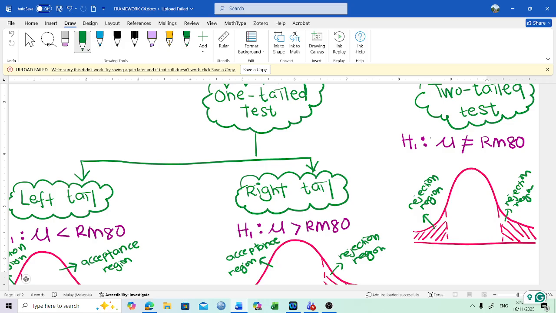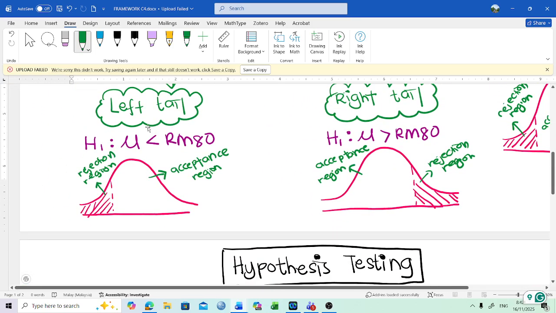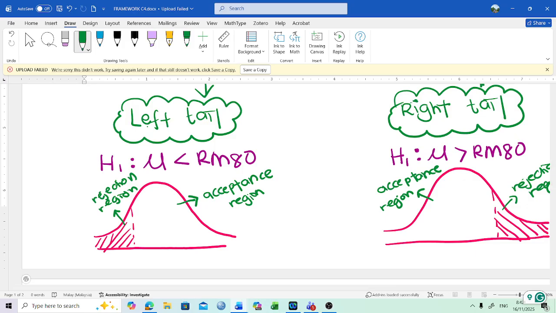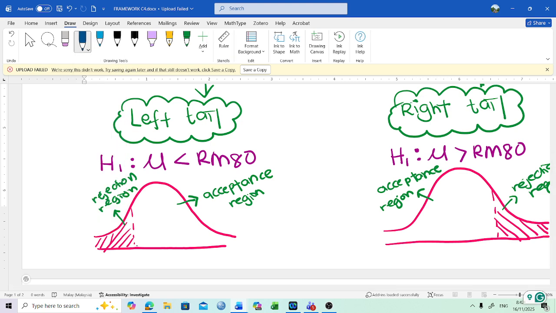The plain, which is the middle, is the acceptance region. If you see here, this is the point at which it separates the rejection region from the acceptance region, which is known as the critical value. This is the critical value.